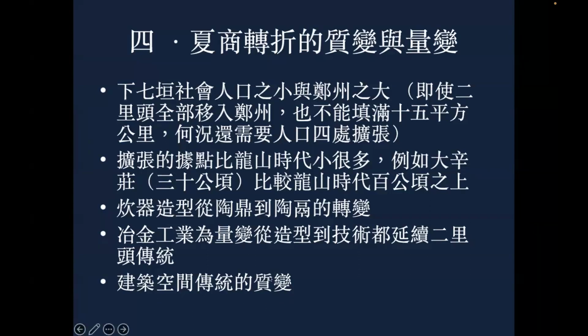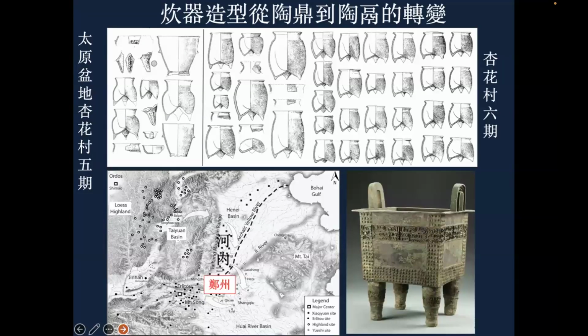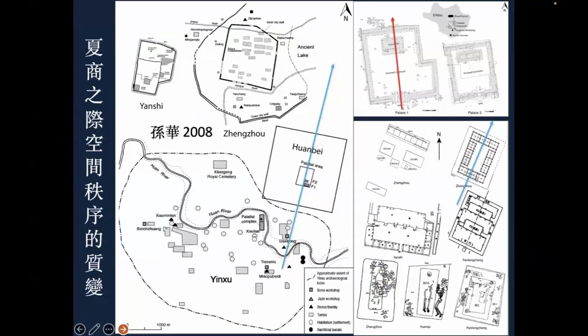And then I want to show you this qualitative change in terms of architectural space. This is produced by Professor Sun Hua of Peking University. So here, when you see this vessel, you can say, oh yeah, Erlitou is totally capable of making that. You have the technology, you have the ceramic prototype for this. And here are the vessels, brought down from the Taiyuan Basin to the Henei Xia Qiyuan culture, and then to the Central Plains, south of the river.